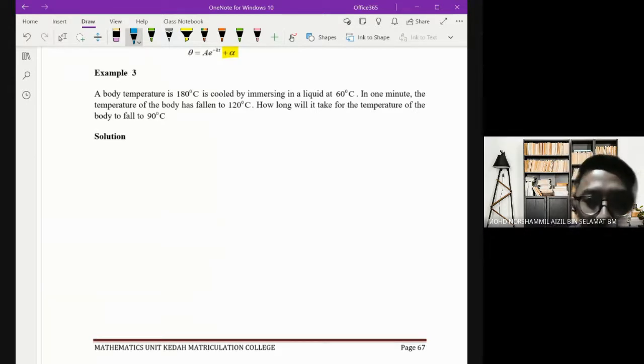Alright guys. So we are talking about temperature now. So the formula, temperature is decreasing. So we are talking about ambient temperature as well. Yang ni ambient temperature. Yang ni alpha. Temperature is cooled. Cooled means that negative. Okay, negative. So negative k lah. So d theta over dt will be negative k of the temperature minus ambient temperature. So this is the formula.